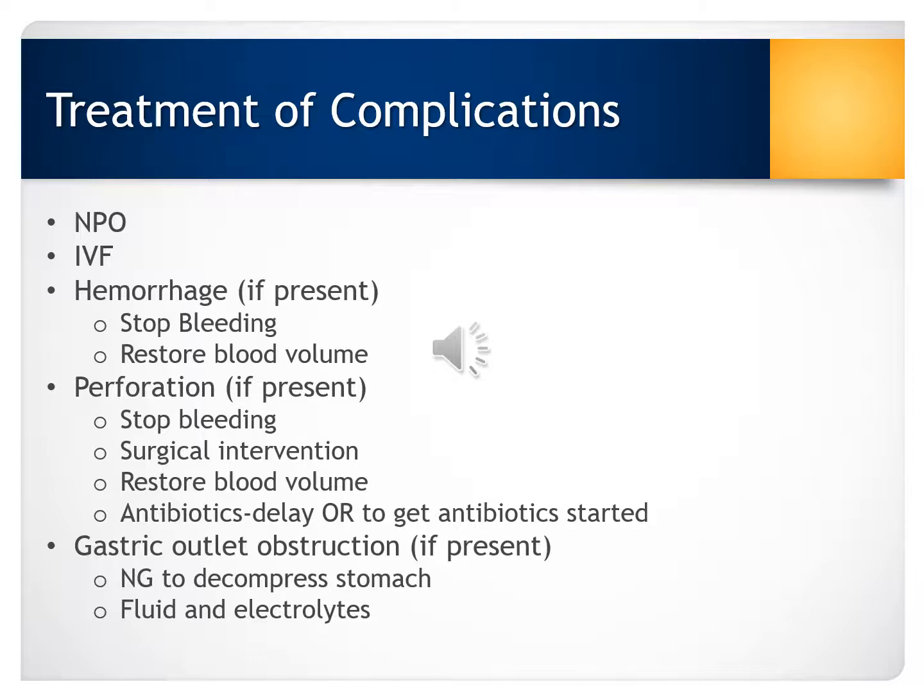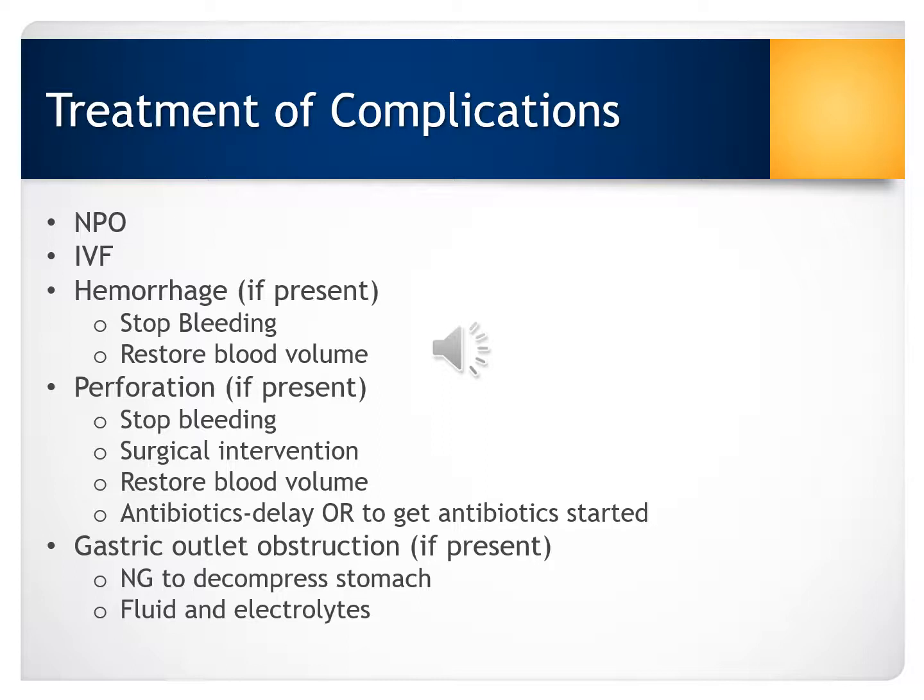If a patient is hospitalized with peptic ulcer disease, typically they'll be NPO. They may or may not have an NG tube placed. They will be getting IV fluids. If some of the complications arise, such as hemorrhage, the goal will be to stop the bleeding. Whether that means that the patient needs to have surgery or the bleeding can be stopped through an endoscopic procedure, the goal would be to decrease the bleeding, stop the bleeding. We would also need to restore blood volume, so you would anticipate providing a blood transfusion for this patient.